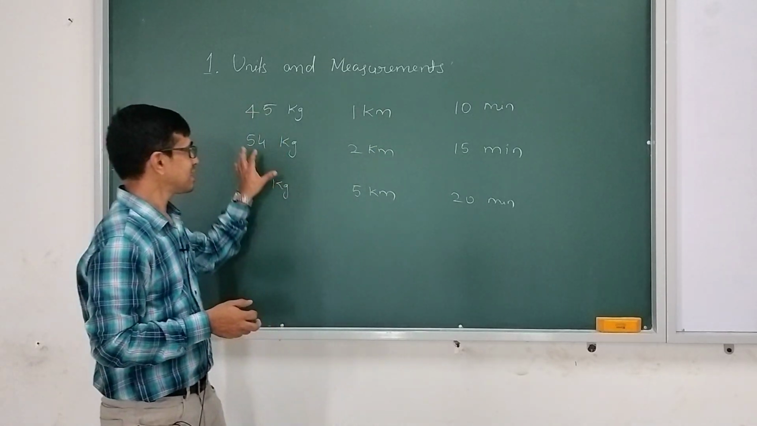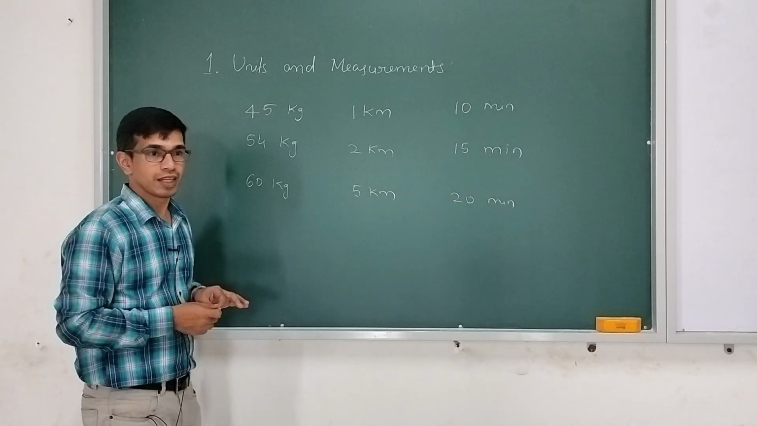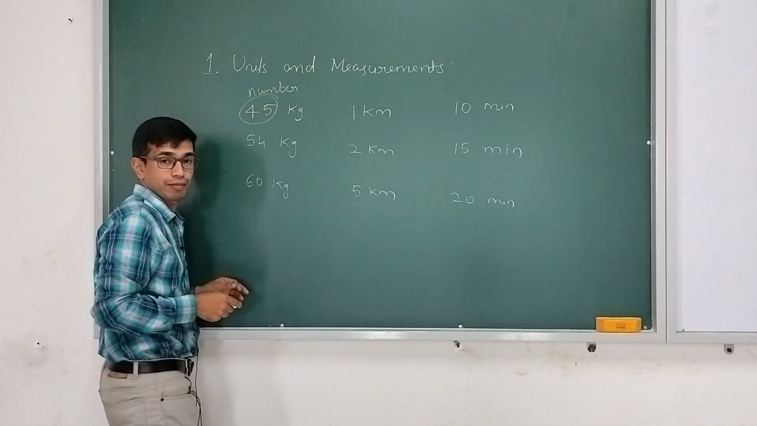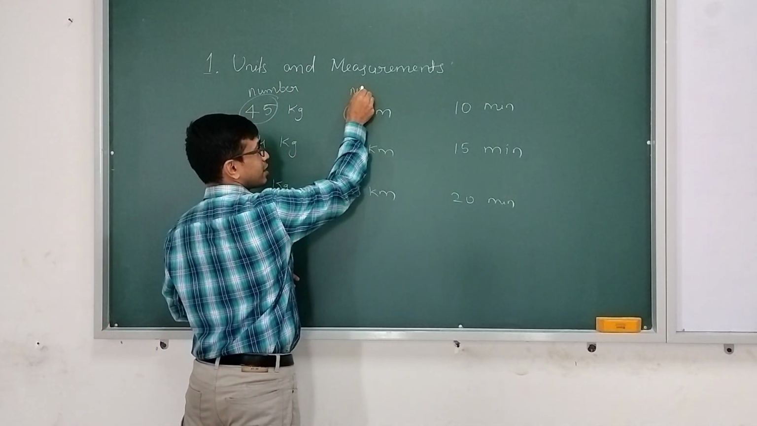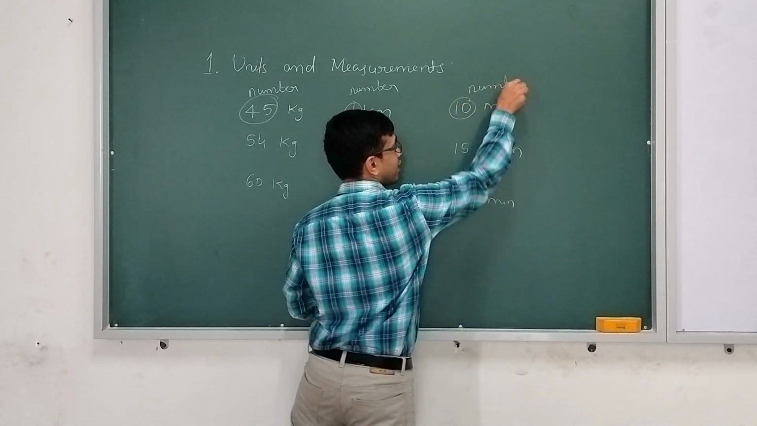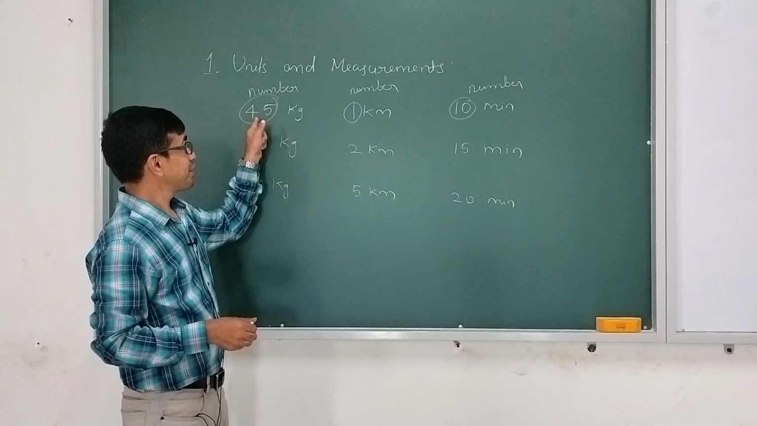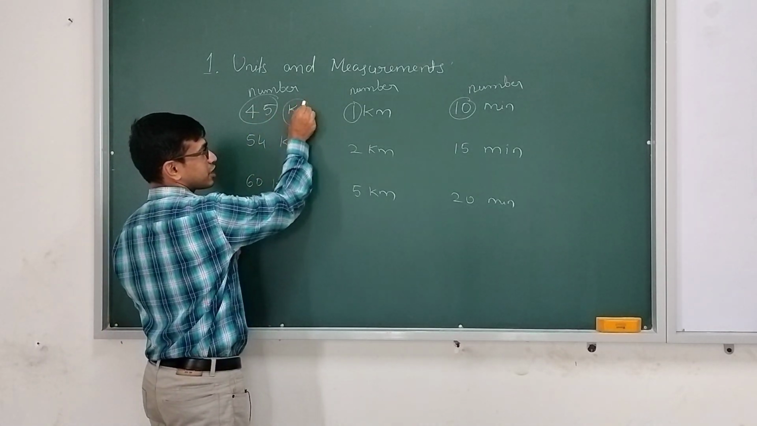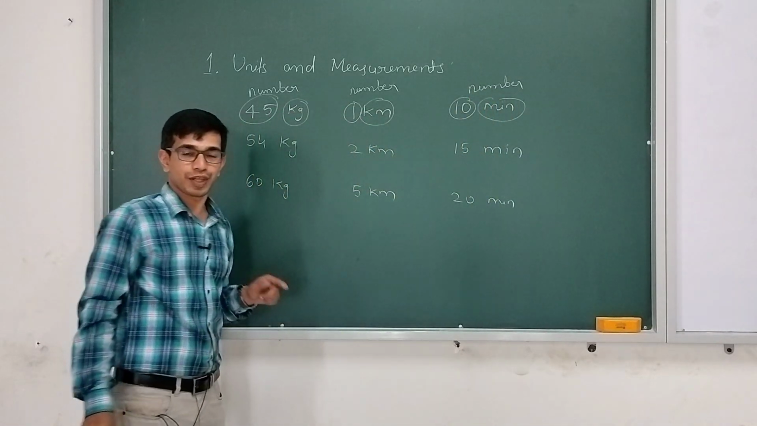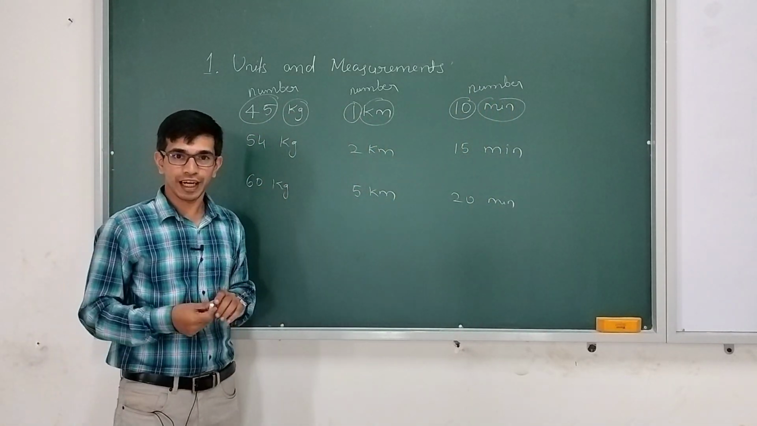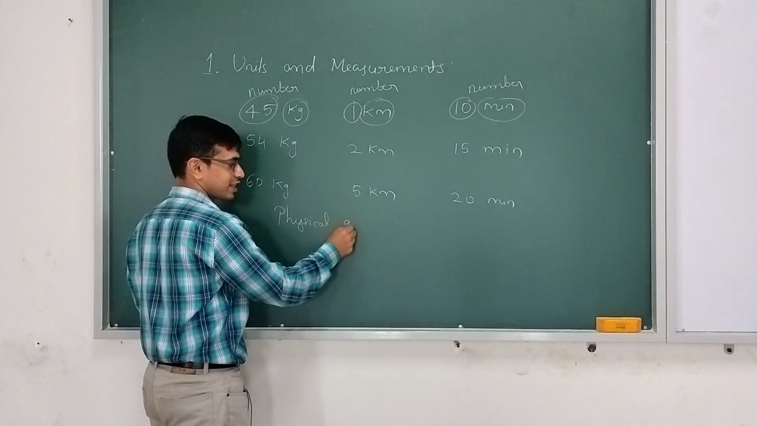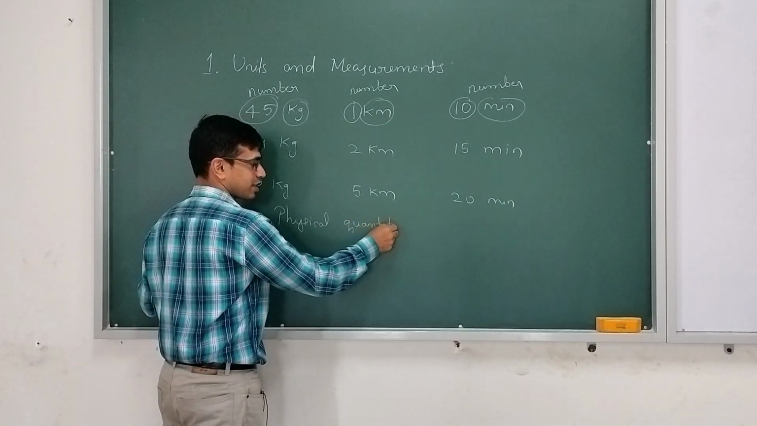So what does it mean here? In all three examples, see, 45 is a number, 1 is also a number, and 10 is also a number. All three are numbers. Along with the number, we have a separate factor with it: kg, kilometer and minutes. Now it concludes that each and every physical quantity, now I will use the term physical quantity.